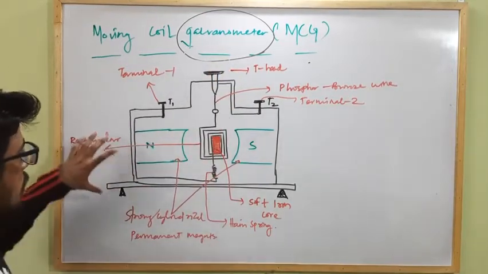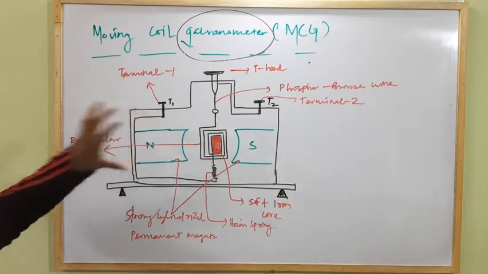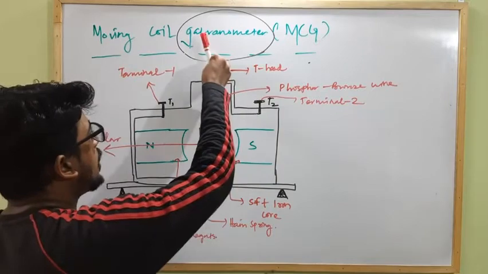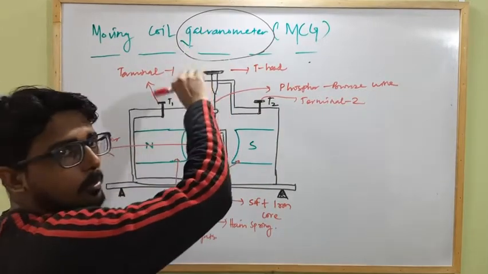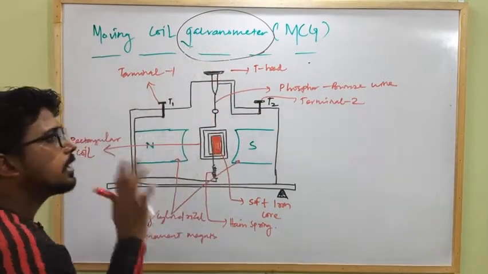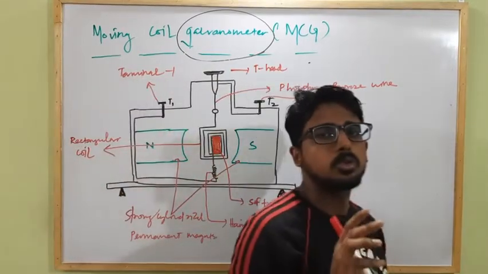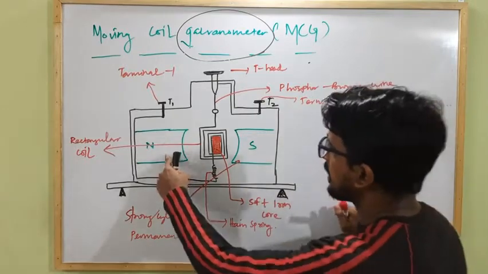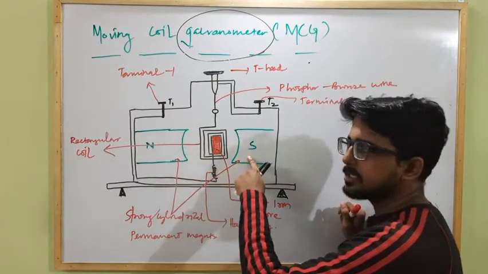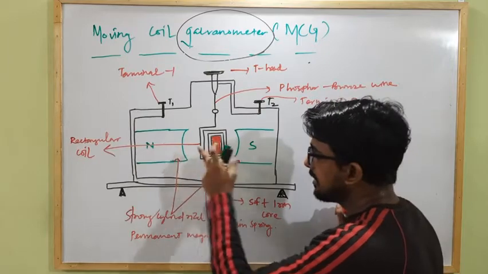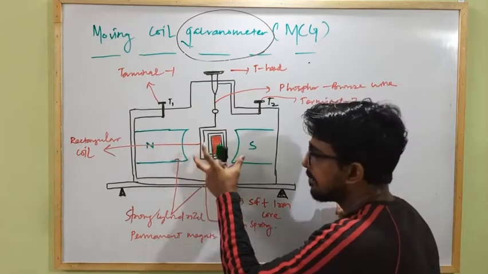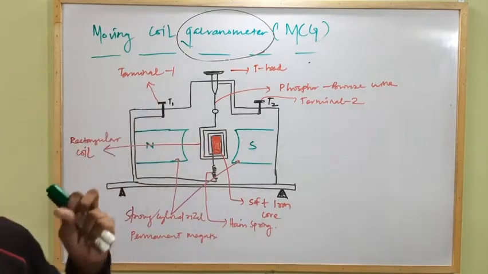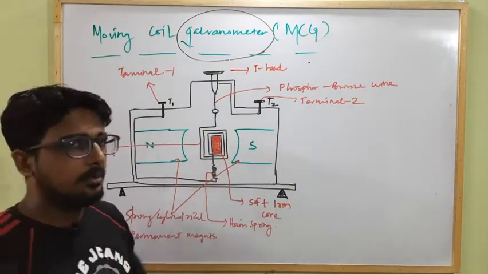Clear? So this is the constructional diagram for a moving coil galvanometer, where there is a T-shaped head, and from this there is a pointer attached which can move over a calibrated scale, from which the deflection shows us the amount of current flowing through the circuit. And there are two permanent cylindrical magnets. Why are we using cylindrical magnets? Because these cylindrical magnets are able to produce a radial magnetic field. Why a radial magnetic field is necessary, I will tell you right now.